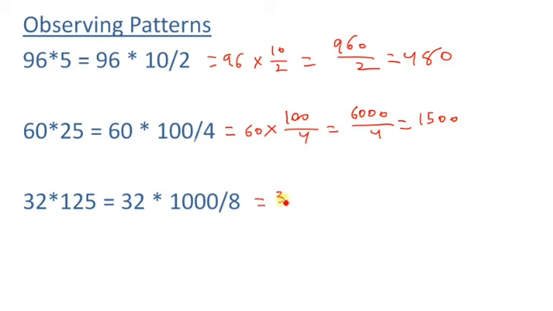Now similarly we have 32 into 125. 125 can be represented in the form of 1000 divided by 8, or we can say 125 into 8 is equal to 1000. So 125 can be represented as 1000 divided by 8. This will be equal to 32,000 divided by 8. It means the answer will be 4000.